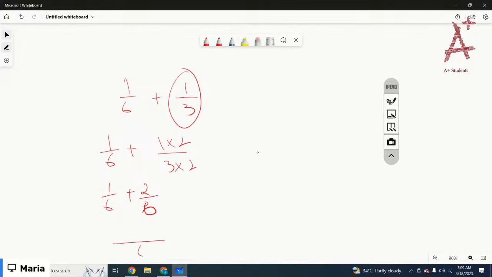So they have like denominators. You can simply add their numerators. So it would be 3 over 6, right?